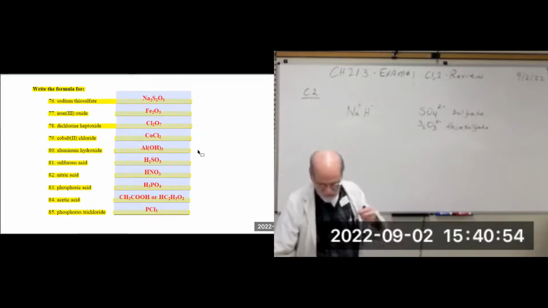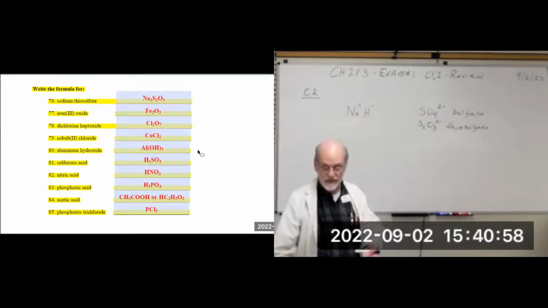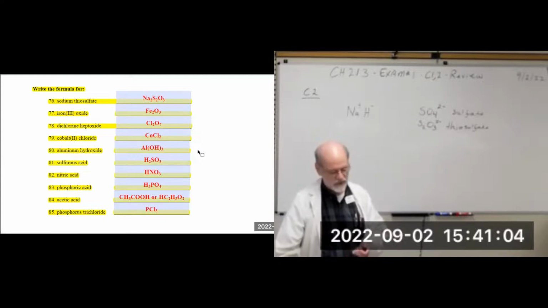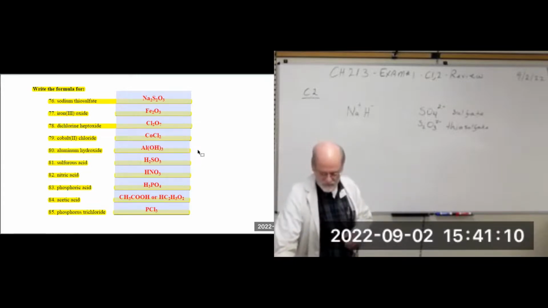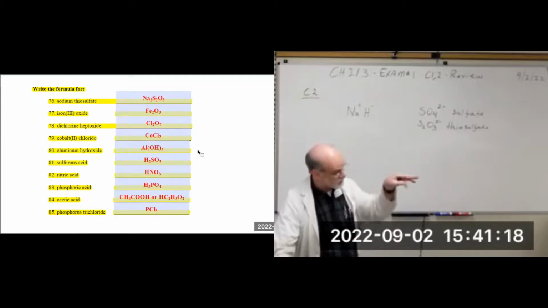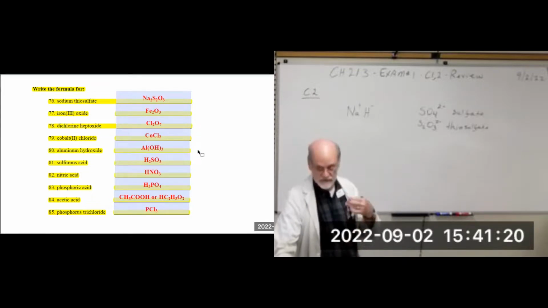Iron 3 oxide, we did that one already. Chlorine and oxygen, right? Type 3. They're both nonmetals. Right? Those are the easy ones. Because all you have to do is say how many there are. You don't have to worry about the charge because there is no charge. So dichlorine heptoxide. Cobalt chloride. Cobalt is transition. So that's a type 2.